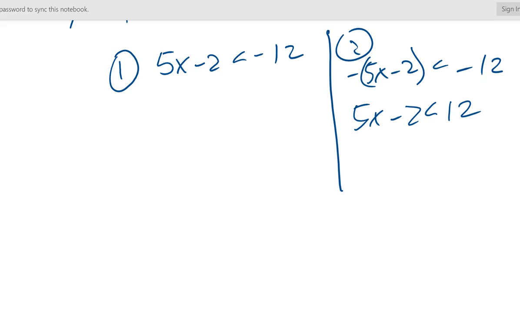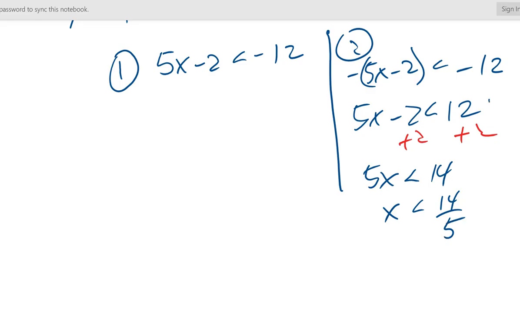So I'm going to add 2 to both sides, and I get 5x is less than 14. So x is less than 14 over 5. I think I did that right. Let's see, negative 12, plus 12, add 2, 14. Yeah, that's right. Now over here, I'm going to add 2 to both sides.